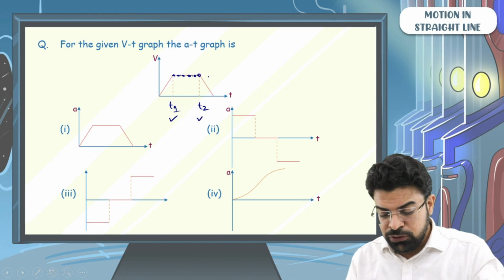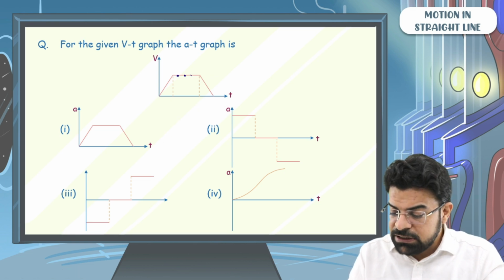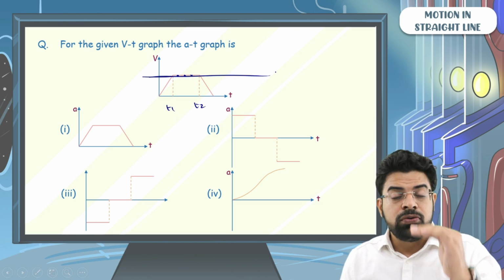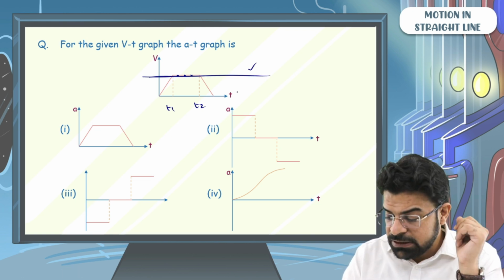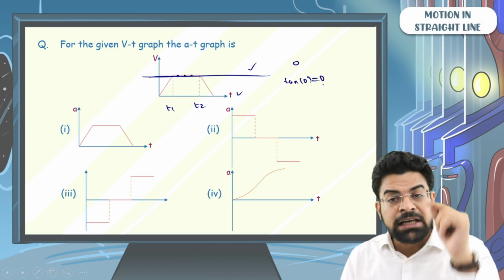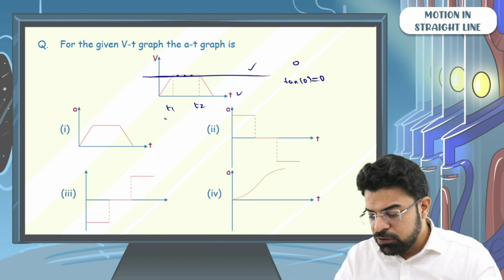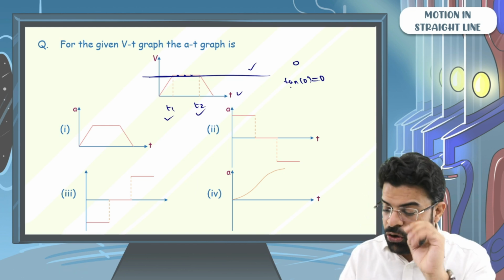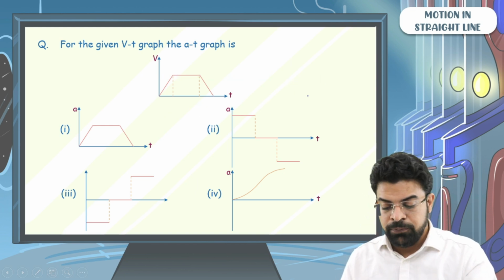Also, you can think using the slope. If I draw a tangent at any point between t1 and t2, it will be a straight line parallel to the time axis. So the angle made by this line with the time axis is 0 and tan 0 is 0. So the slope is 0. As the slope of the VT graph from t1 till t2 is 0, I can say that acceleration has to be 0.